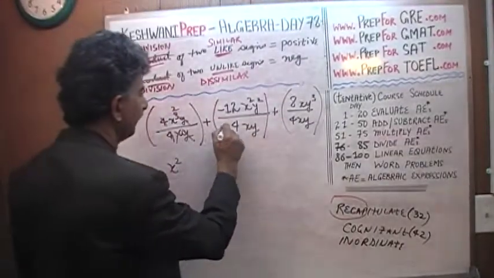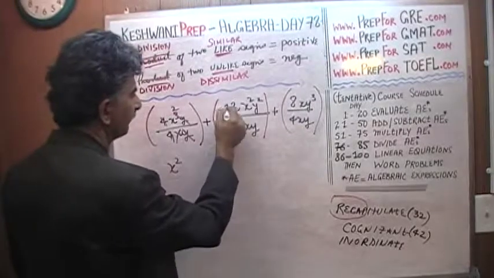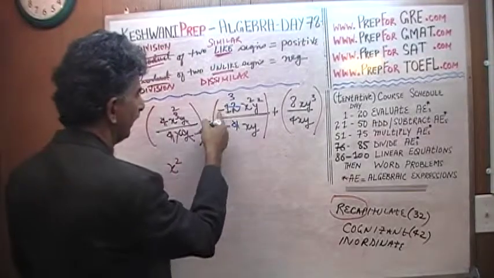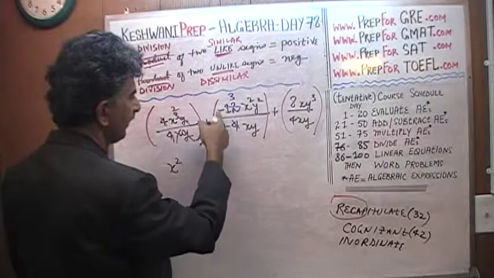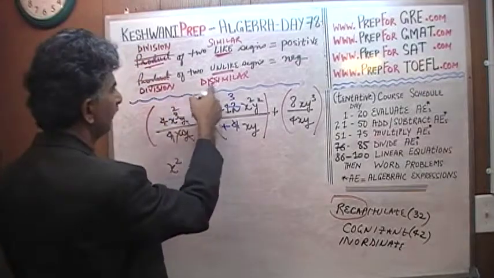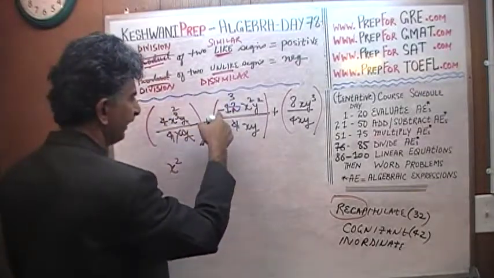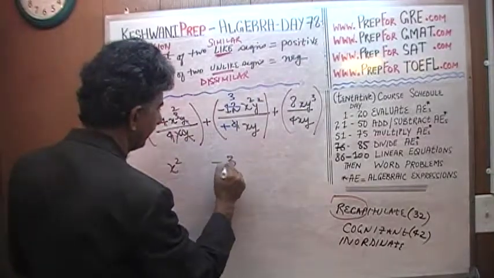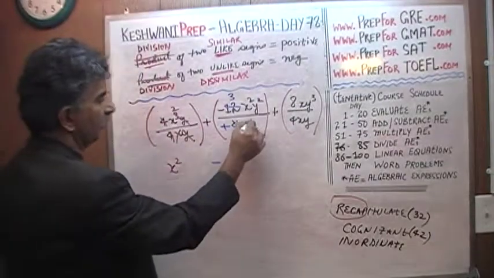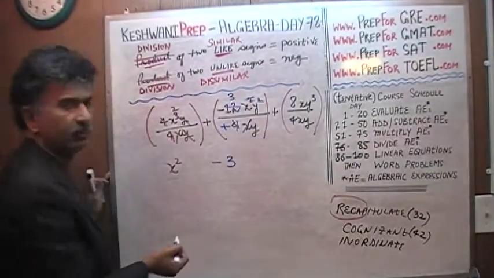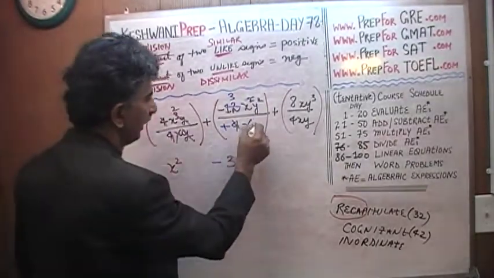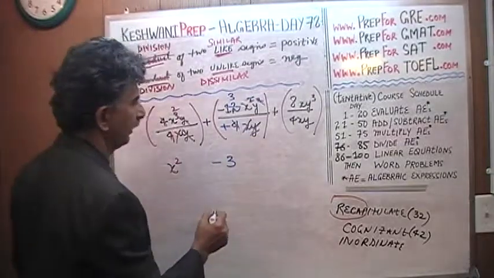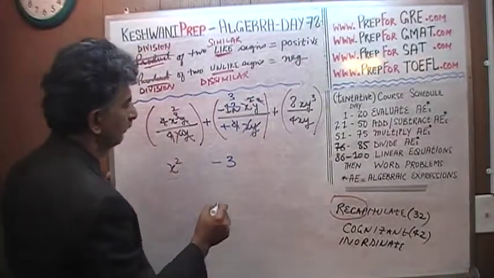This is a positive 4. 12 divided by 4 is 3, and negative divided by positive, division of two dissimilar signs, negative and a positive, is negative. So we have negative 3, and then x is going to cross out with x squared, so we lose this square sign, and same thing with y is going to cross out with y squared. So we end up with xy.